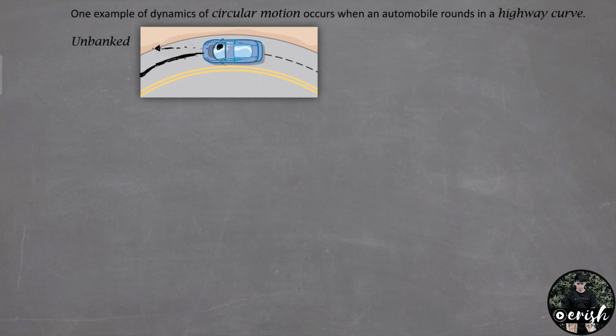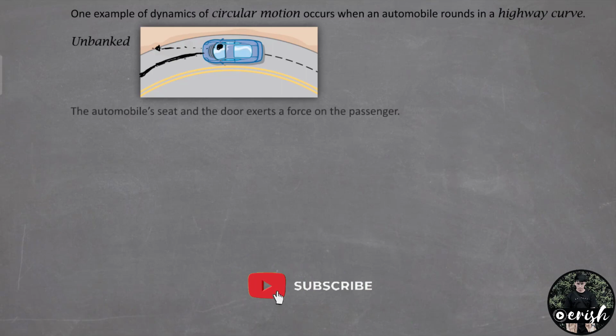And while the vehicle the passenger is riding is in circular motion, there are two forces acting on the passenger. The automobile seat and the door exert a force on the passenger. So the force given by the seat is the friction felt while sitting. Second is the force given by the door, what we call the contact force, a direct contact force.